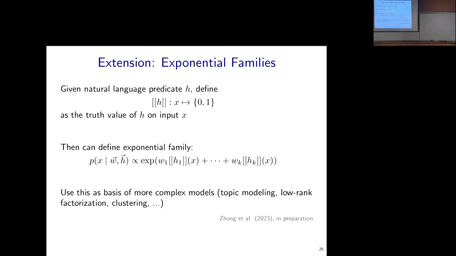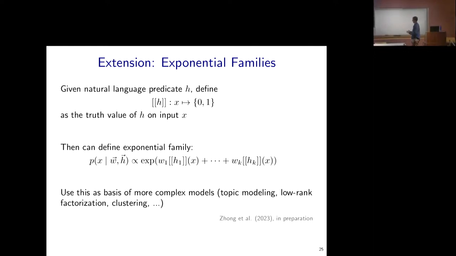And so we're not stuck with just having one feature. Most models have lots of features, right? So for instance, we could define an exponential family model where p of x given a vector w and a list of predicates h is proportional to e to the w1 times h1 of x and so on up through wk times hk of x, right? So this is basically a one-layer neural network.